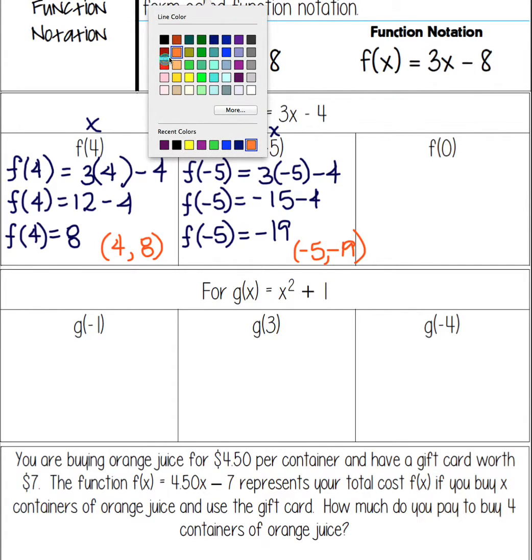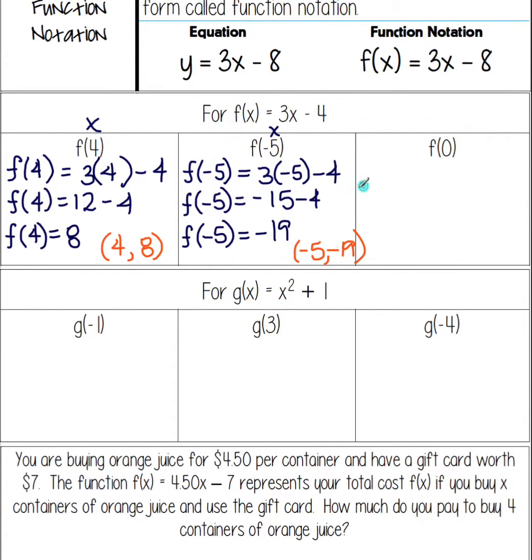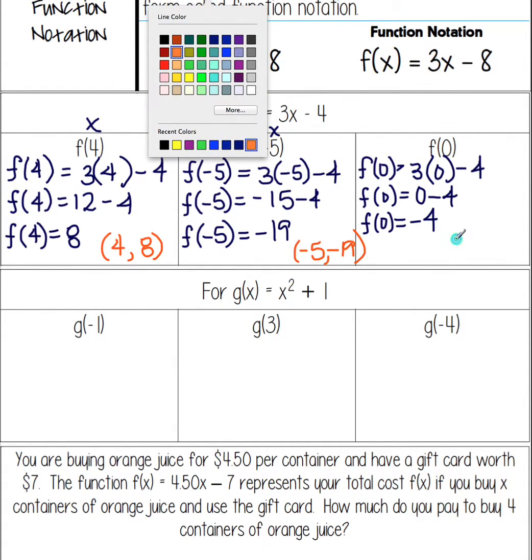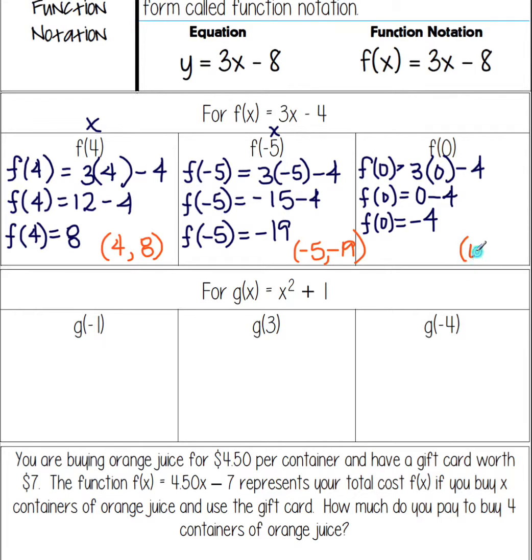So let's try f of 0. So f of 0 equals 3 times 0 minus 4. 3 times 0 is 0, minus 4. So f of 0 is negative 4. So as an ordered pair, our x value or input is 0, and our y value, our f of x value or output, is negative 4.